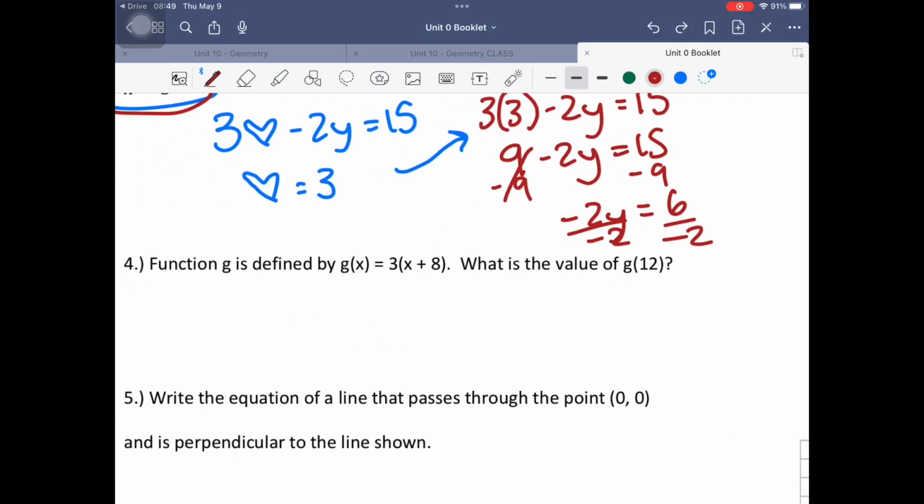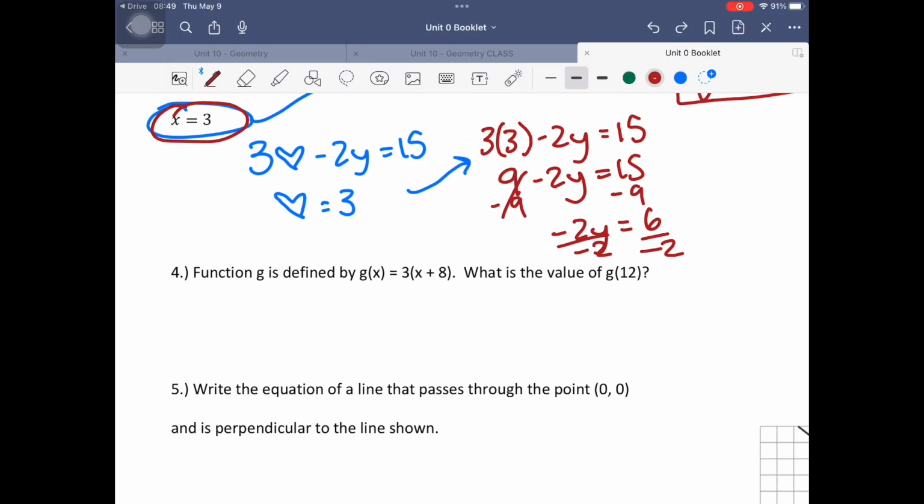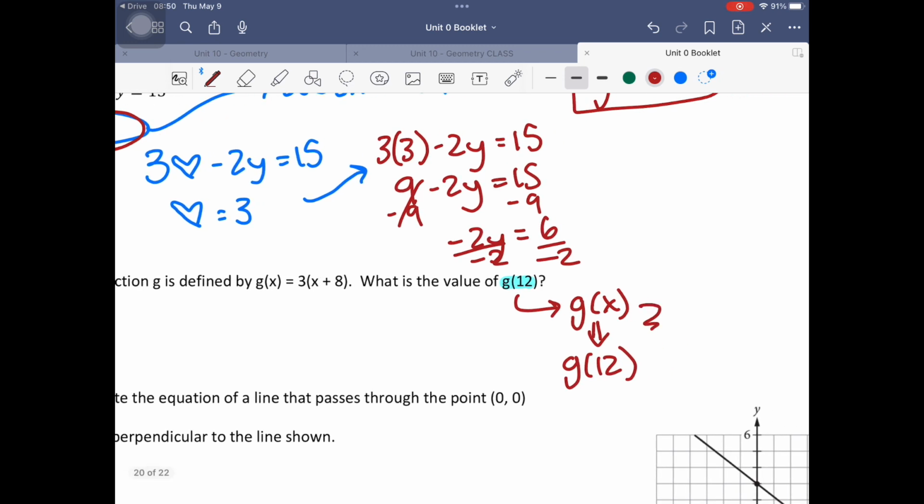Okay, this says this function g is defined by g of x equals 3x plus 8. What is the value of g of 12? Okay, this is important. We usually say g of x, right? So therefore, when we say g of 12, this means right here that x is equal to 12. That is what that is saying.